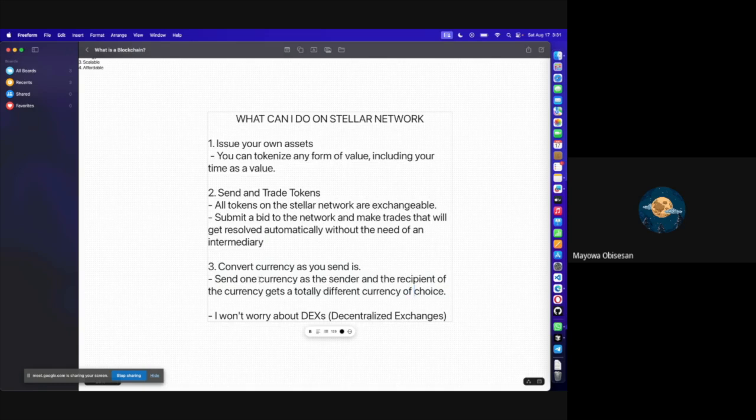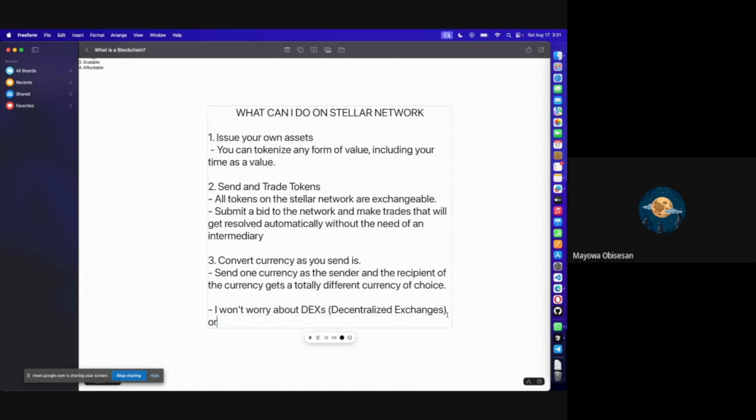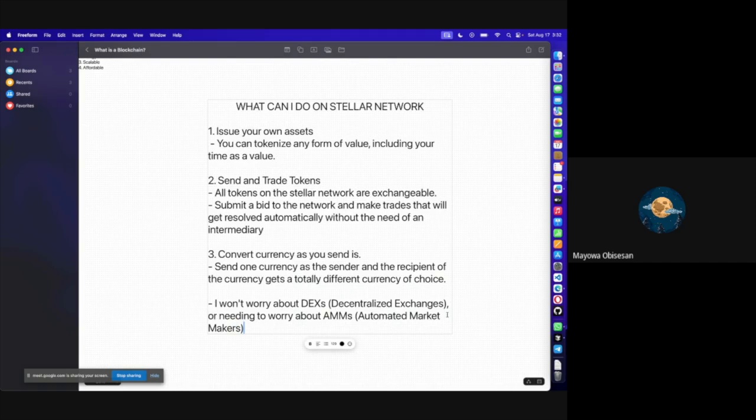So I'm sending this currency as USDT, and the other person that wants to get it, I want him to get Nigerian Naira, automatically gets that token without me needing to go through DEXs, decentralized exchanges, or needing to worry about AMMs, limited market makers. So I don't need to worry about these things, right? I don't need to worry about decentralized exchanges.